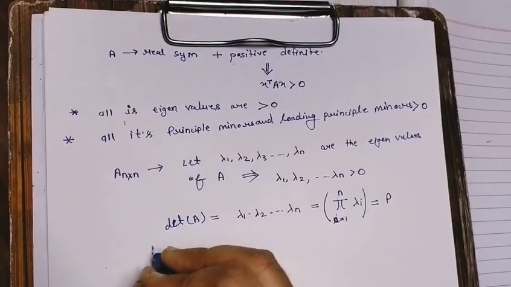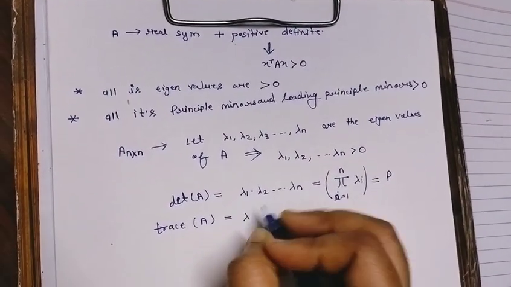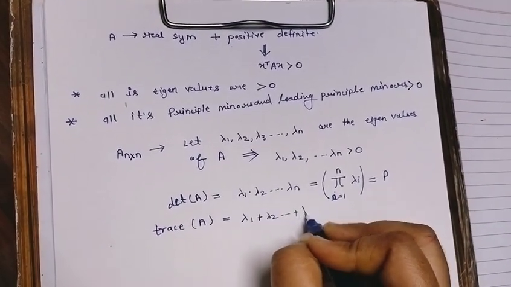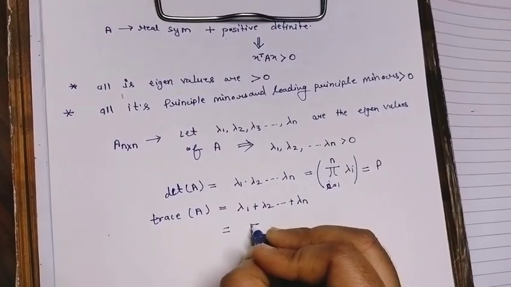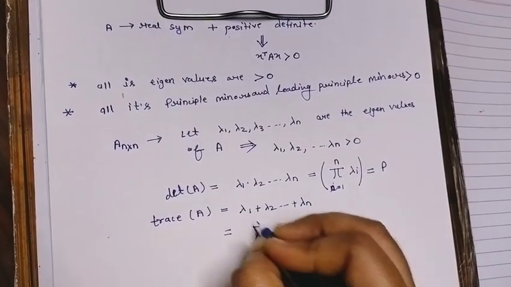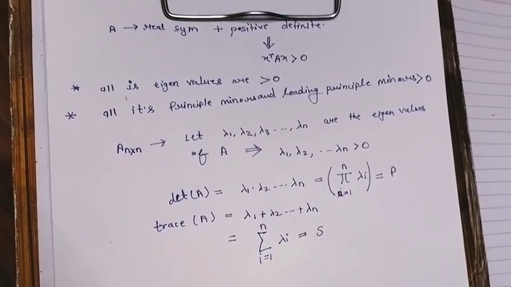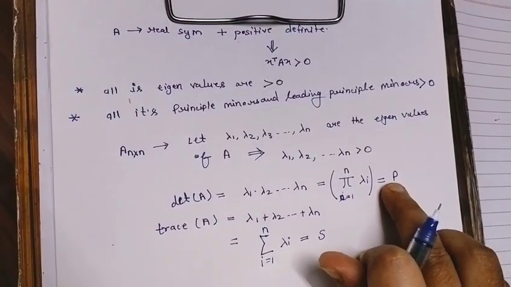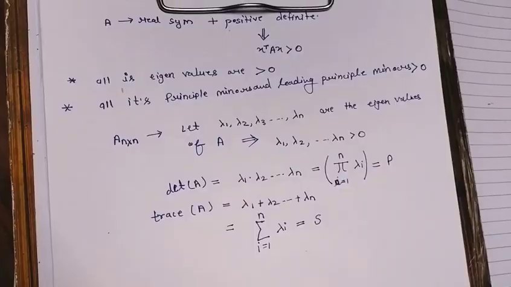And what is trace of A? Trace of A is nothing but the sum of all eigenvalues, lambda 1 plus lambda 2 up to lambda n. In simpler notation, sum of lambda i from 1 to n, and I am denoting it as S. So this is my sum of eigenvalues and this is my product of eigenvalues. I am now going to apply the AM-GM inequality.